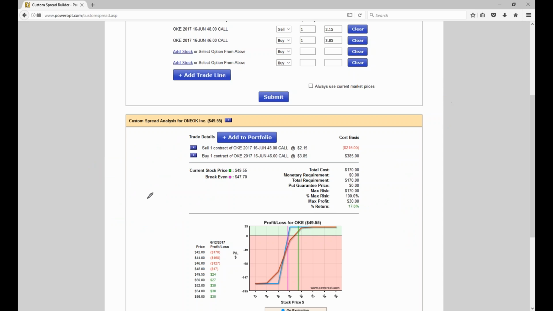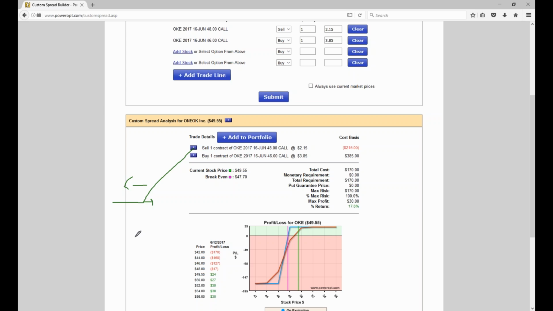I get that. I understand why married puts don't appeal to people, but it's a battle I fight because it's what I trade. And of course, working for PowerOptions and radioactive trading, I have to teach people the benefits of doing this. But what I'm saying is that occasionally I get a customer who says, why doesn't everyone teach this? It's because it's not sexy.